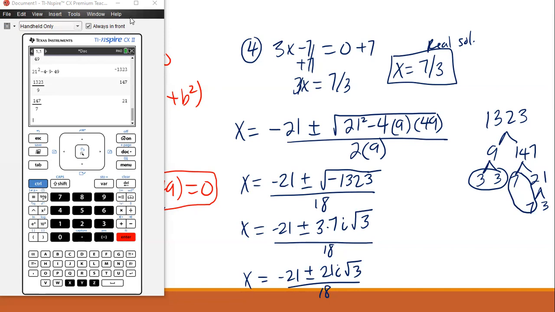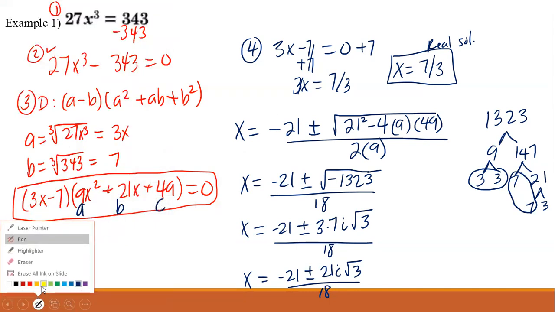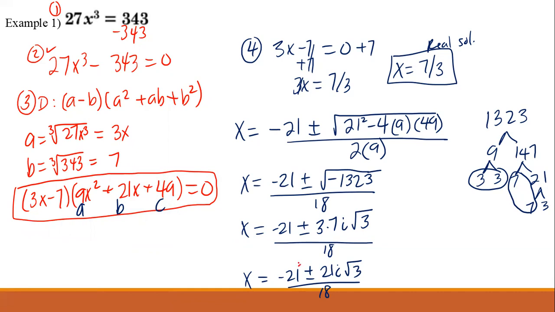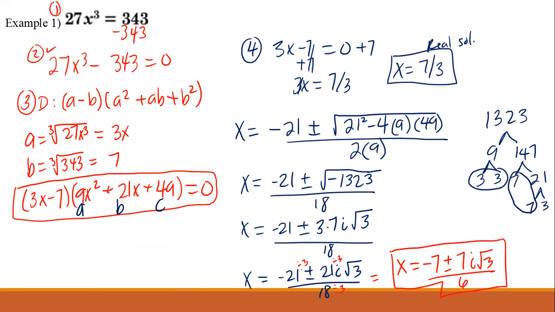Now this answer is right, however, it's not simplified. So I can divide each one of these by 3. So that leaves me with x equals negative 7 plus or minus 7i square root of 3 over 6. So those are my two imaginary numbers. And remember, the plus or minus means that there's one of each. All right, so if you can do this, then you can do anything. It ties together a lot of things that we've already learned and have been building on.